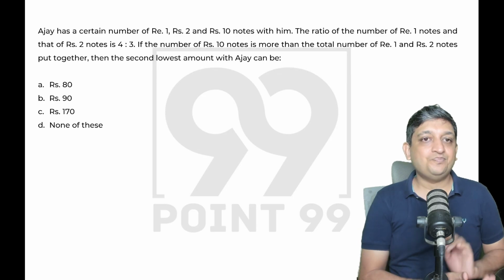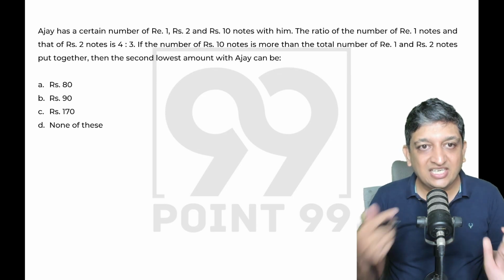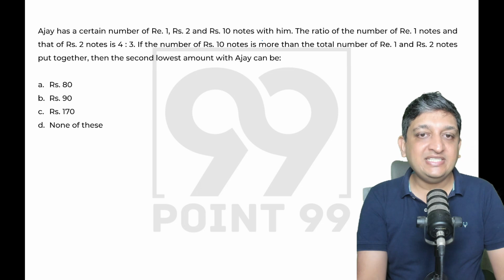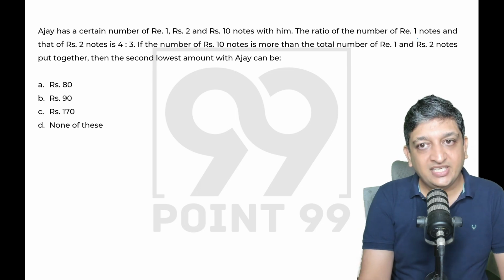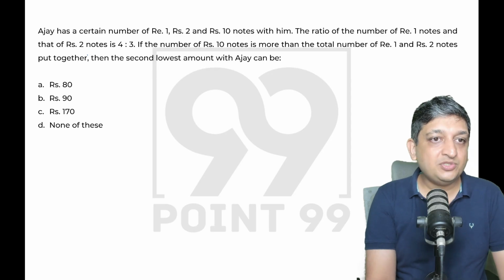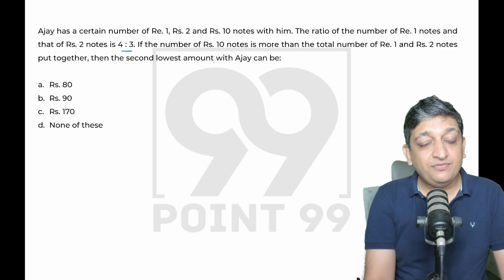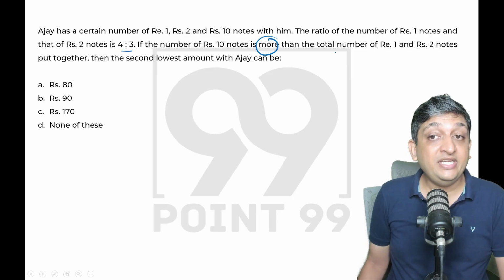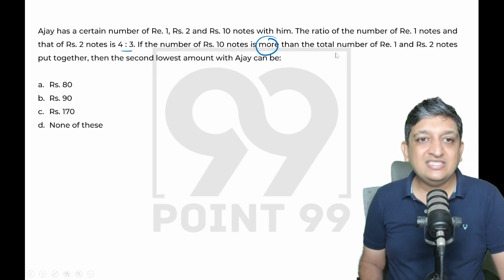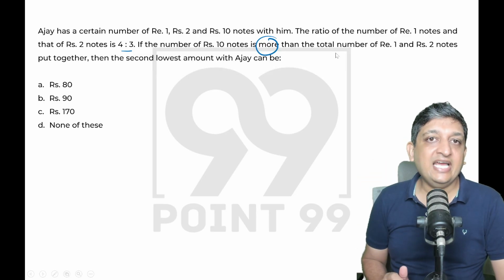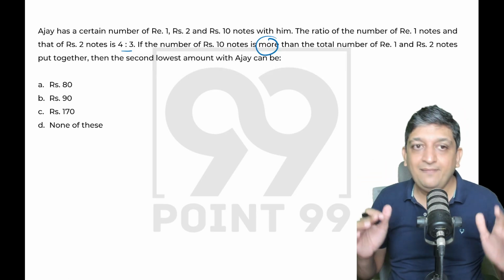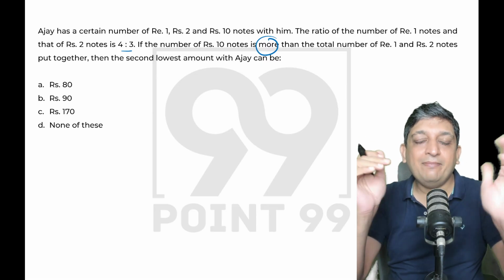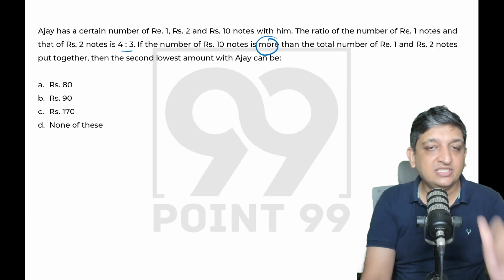So let's see. Ajay has a certain number of rupee 1, rupees 2 and rupees 10 notes with him. The ratio of the number of rupee 1 notes and that of rupees 2 notes is 4:3. If the number of rupees 10 notes is more than the total number of rupee 1 and rupees 2 notes put together, then the second lowest amount with Ajay can be. So lowest amount will be something. Second lowest will be one step higher than that. So let's see what we can do with this.